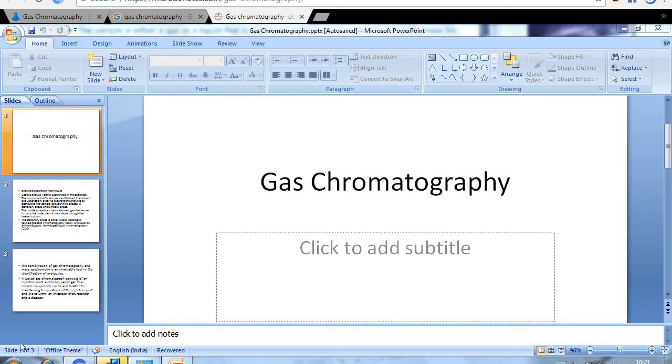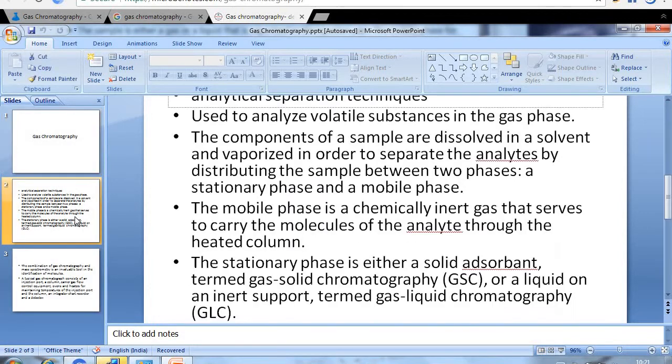In this lecture, I'll be discussing another type of chromatography, and it is gas chromatography. It's a very important tool in the field of analytical chemistry for identifying any kind of organic or inorganic compounds present in any sample. This gas chromatography is also used alongside mass spectrometry, which is a very valuable tool for the identification of any compounds.